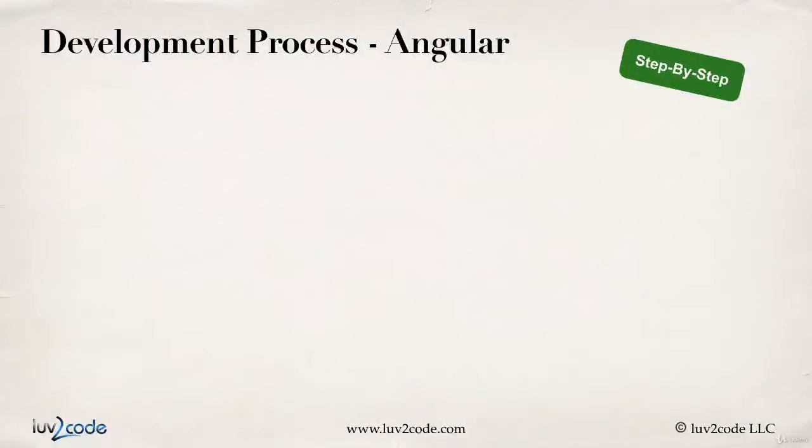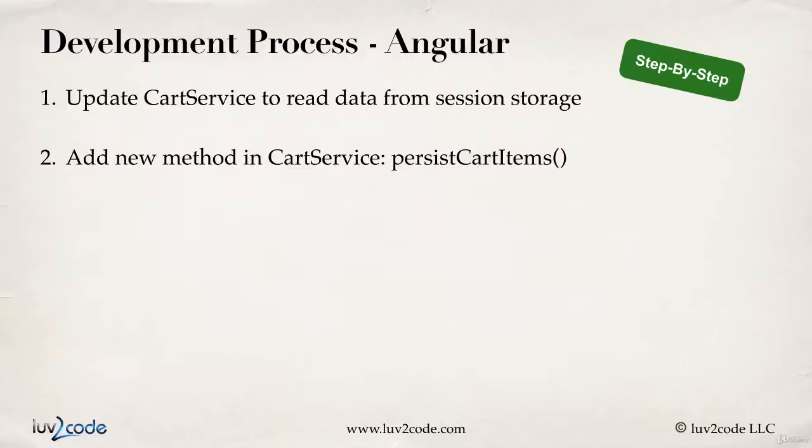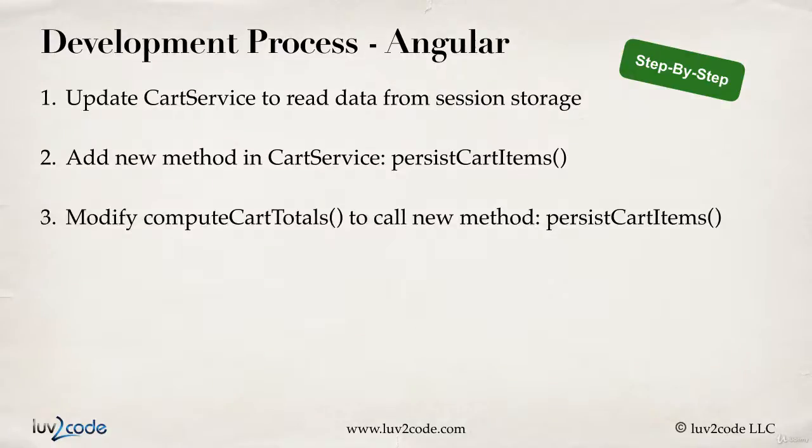All right, so let's pull this together with our development process. In the first step, we're going to update our cart service to read data from session storage. Then we'll add a new method in cart service called persistCartItems. And then finally, we'll modify the computeCartTotals method to call this new method persistCartItems.